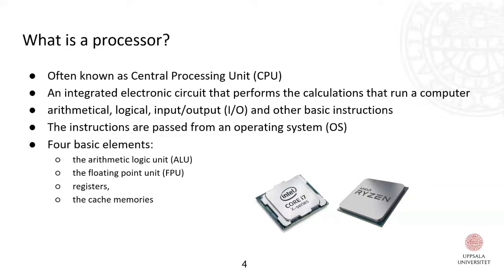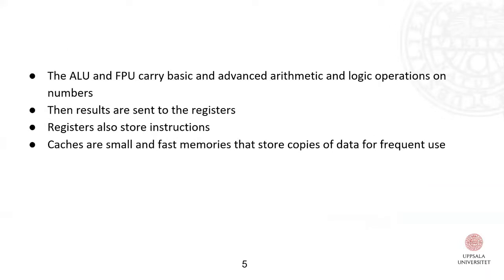So we are not going to go to the details of how ALU and FPU work. We just get a brief idea of how they work together in a CPU. So both ALU and FPU do arithmetical and logical operations on the numbers, and they send their results to registers. And there is also something else that is stored on registers, which are the instructions that are going to be executed.